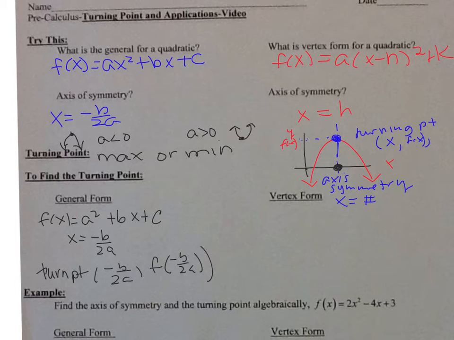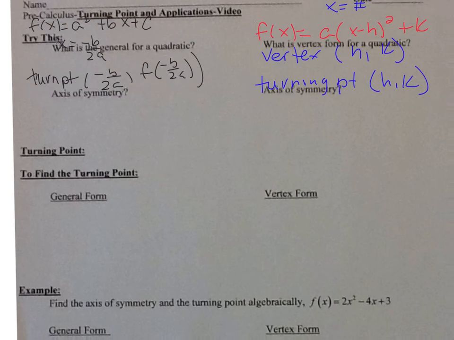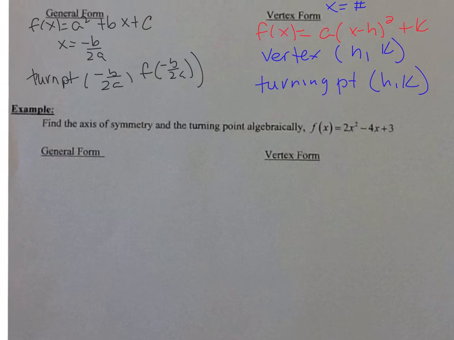For vertex form, it's f of x is equal to a times x minus h squared plus k. Now, we know h, k, the vertex, right, is h, k, and your vertex is also your turning point. So your turning point is h, k. Okay, so let's just try an example algebraically, and then we'll go to the word problems.